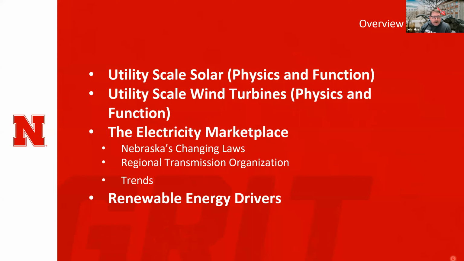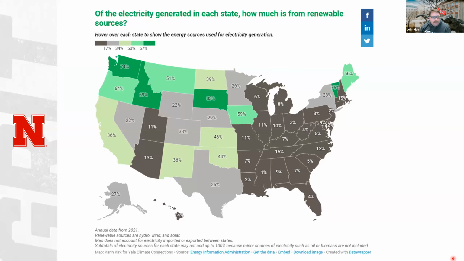So we're going to try to talk a little bit about the form and function of solar and wind at utility scale. We're going to talk about the marketplace a little bit and the changing laws. And if we get to it, we're going to get into some of the drivers of why this is happening more and more, if we can get there.